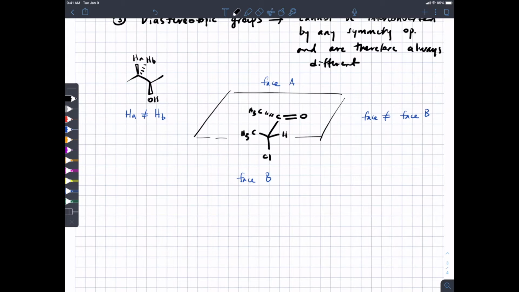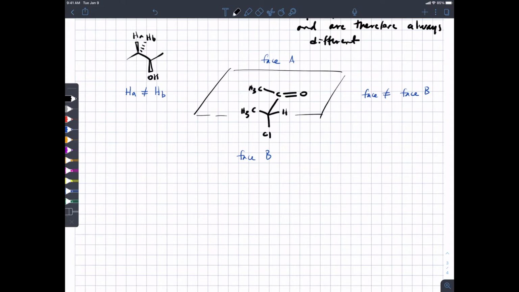Okay? To demonstrate that this is the case, let's imagine approaching from face A. I guess I didn't just draw a straight line there. So if we were to approach from face A, the methyl group would be on our right. And I think as we've drawn it, the chloro group would be away from us. Okay? And if I were to approach from face B, the chloro group is coming towards me. Right? Those are two different situations. And frankly, it doesn't matter how much I rotate around this carbon-carbon bond. I can never get exactly the same situation, right?